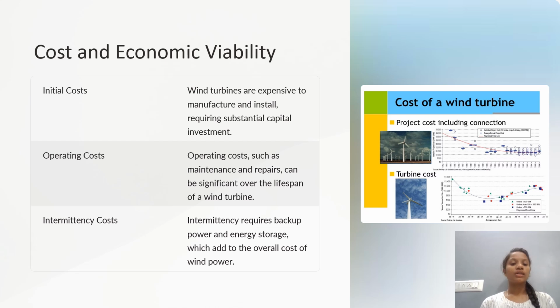Next, let me discuss cost and economic viability. There are three parts of cost. That is initial cost, operating cost, and intermittency cost. Initial cost. Wind turbines are expensive to manufacture and install, requiring substantial capital investment, and operating costs such as maintenance and repairs can be significant over the lifespan of the wind turbine. Intermittency cost. Intermittency requires backup power and energy storage, which add to the overall cost of wind power.